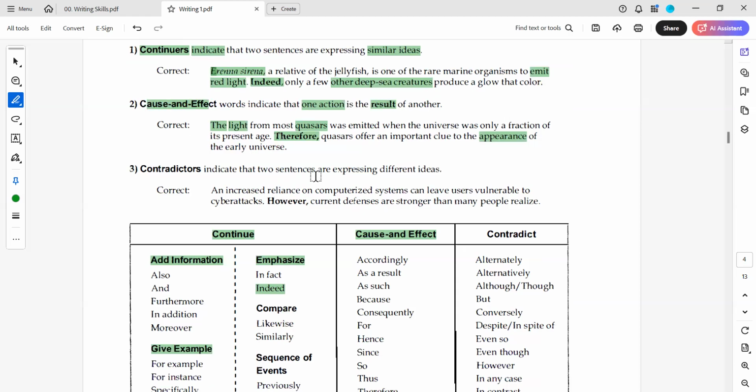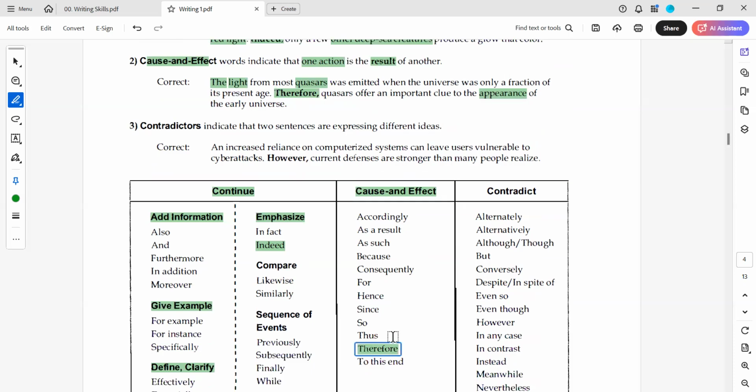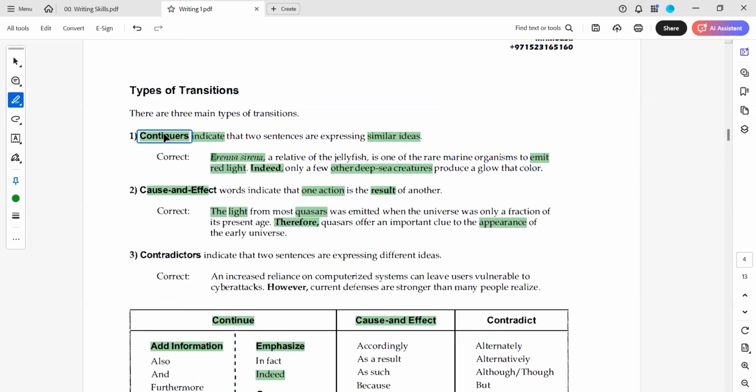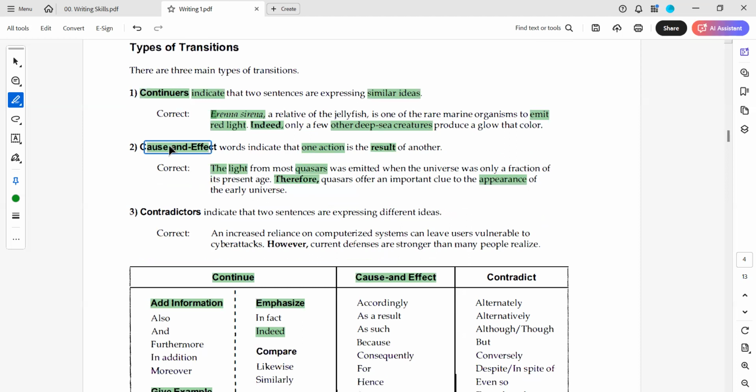In that case, we just need a cause and effect transition. That's why therefore is the fittest. Here we have it. By the way, therefore is the most commonly tested cause and effect transition. You should know it very well, okay? So first type of transitions, continuers. When should we use them? In case we have similar ideas. Second type of transitions, here we have cause and effect. When should we use them? In case we have one action that could be considered as the result of the other one.